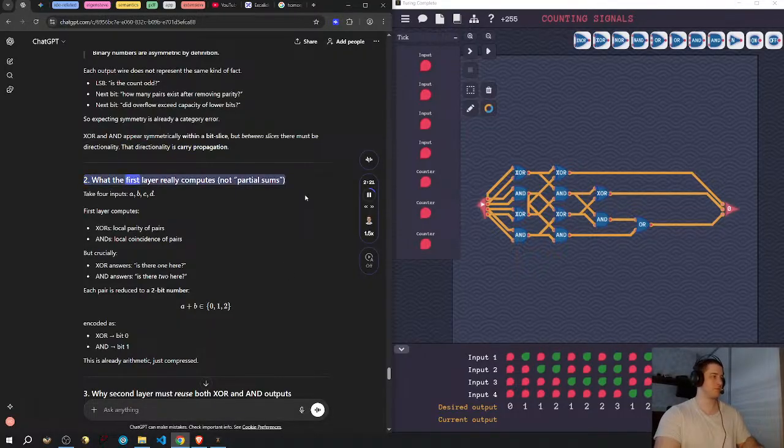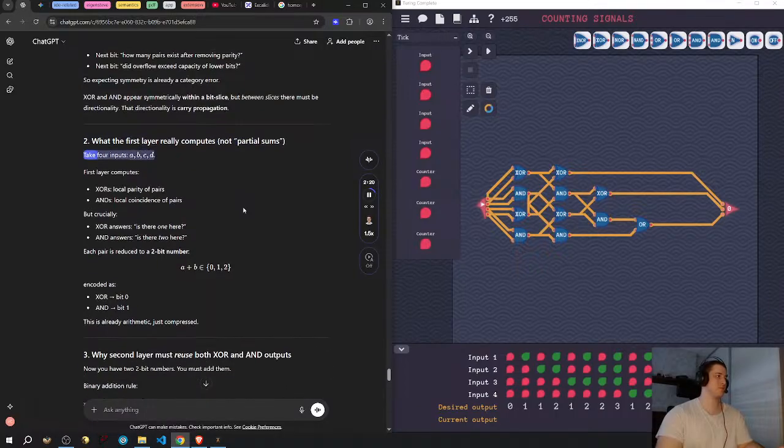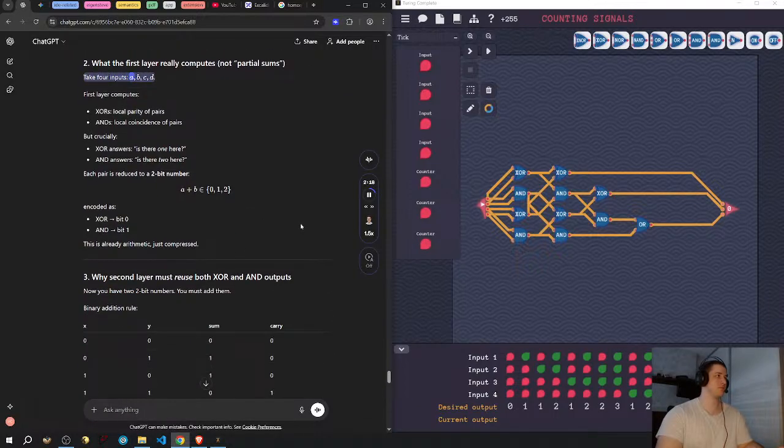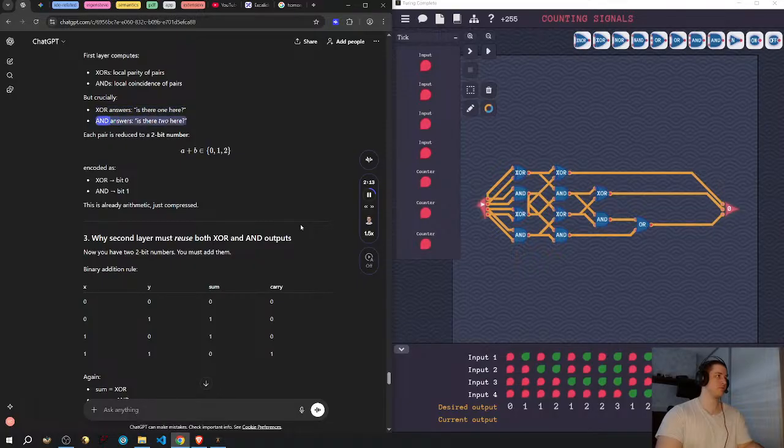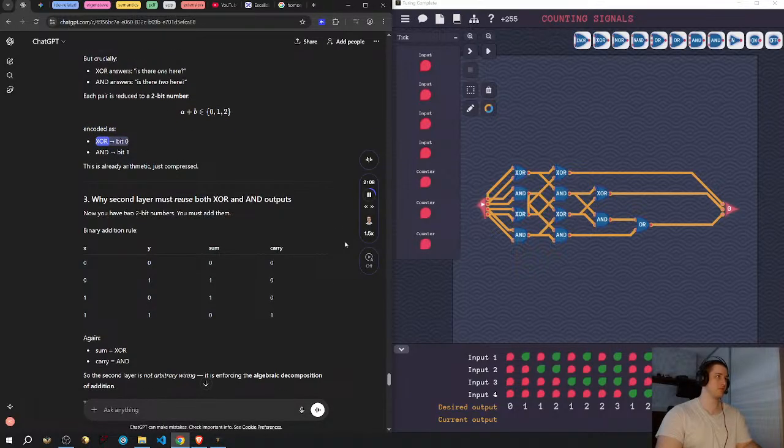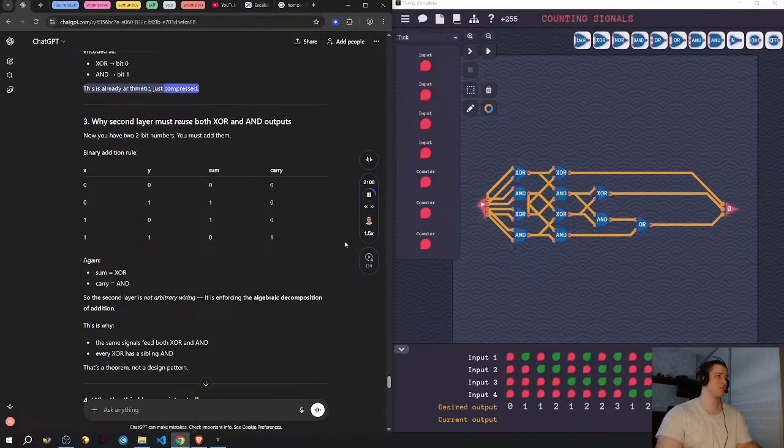2. What the first layer really computes, not partial sums. Take 4 inputs, A, B, C, D. The first layer computes XORs, the local parity of pairs, and ANDs, the local coincidence of pairs. Crucially, XOR answers, is there a 1 here? And AND answers, is there a 2 here? Each pair is reduced to a 2-bit number, A plus B, encoded as XOR, bit 0, and AND, bit 1. This is already arithmetic, just compressed.